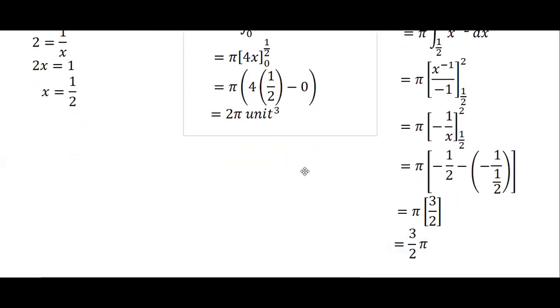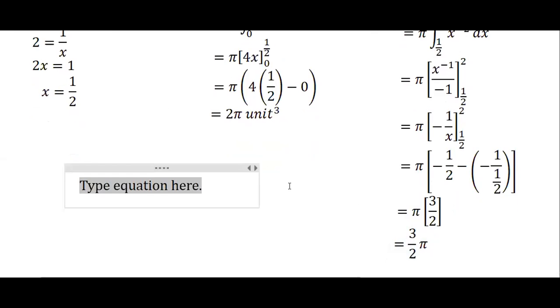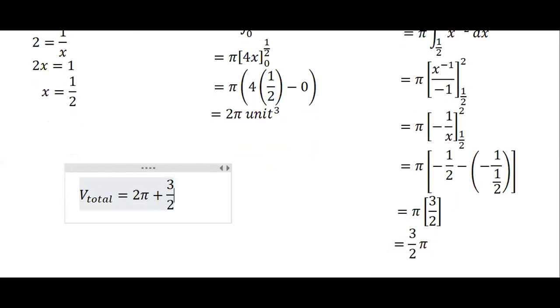Okay, ini Isipadu A, ini Isipadu B. Volume A, volume B. They ask for the total volume, jumlah. So macam mana? Tambah, yes. Total up the A and B. Tambahkan Isipadu A dan Isipadu B. 7 per 2 pi unit cube.